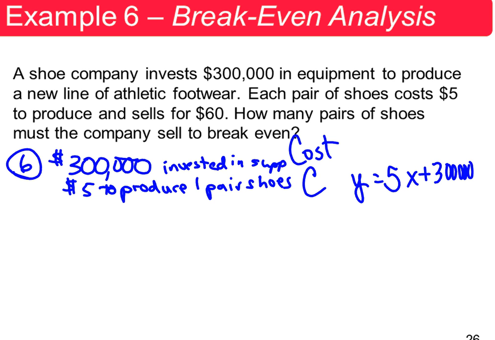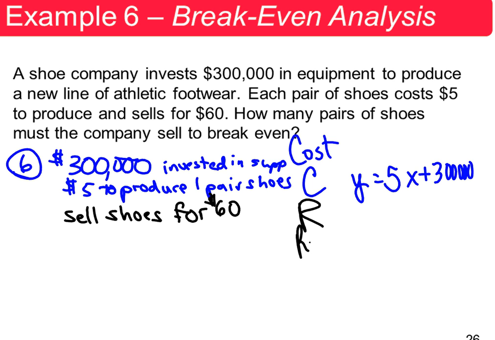And then when we're selling these shoes, they just sell for $60. So we'll sell the shoes for $60. And that's really all it tells us there. So that's going to be our revenue, R for revenue. And that's just going to be y equals, it's $60 a pair, I should have added. So that's going to be 60x.